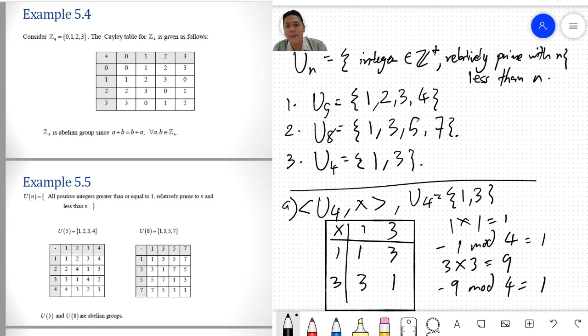In the next video lecture, we will investigate whether this Zn star and Un can be defined as a group or not by checking all the properties of a group, and also if it is commutative as well, then we define it as also satisfying the properties of an abelian group. See you in the next video lecture. Goodbye.